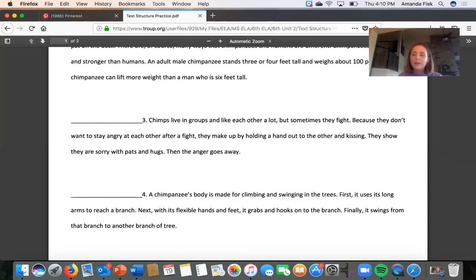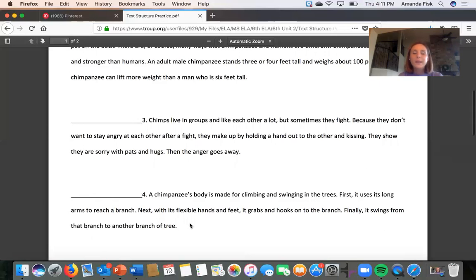If you said cause and effect, you are correct. Okay? They fight, but then they make up. So why do they have to make up? Because they're fighting. So that's the cause. What happens because they're fighting? That's the effect. Well, they have to make up, which is awesome. I'm glad that they do that.